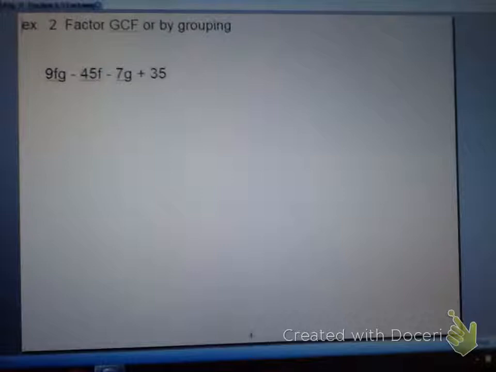Example 2. Remember what I said about factoring by grouping. When you group the first two together and the last two together, you have to have a plus sign. Well, if you notice, there's a minus sign in between the two groups. So we have to add a plus sign. So I'm going to rewrite it, putting the negative with the 7G and adding a plus sign.